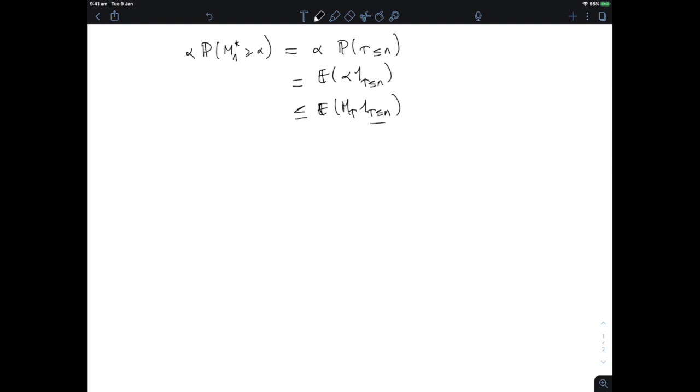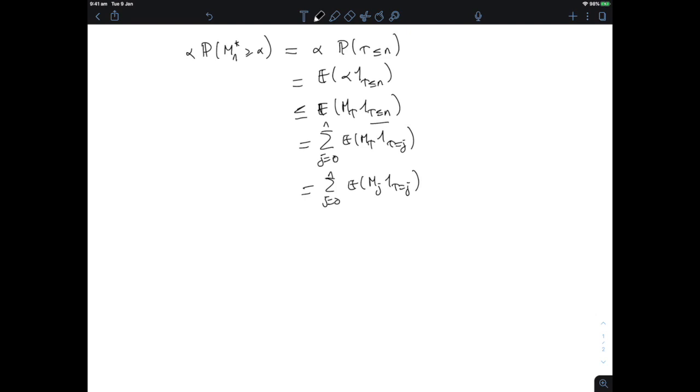Now, tau being smaller than n, well, this can happen in various ways. You can write that as a sum from j equal 0 to n of the expectation of m of tau times the indicator function of tau being equal to j, right? So if tau is smaller or equal to n, it means it's some number between 0 and n, and then I use linearity of the expectation. Now, if tau is equal to j, then this here is exactly the expectation of mj whenever tau is j, all right?